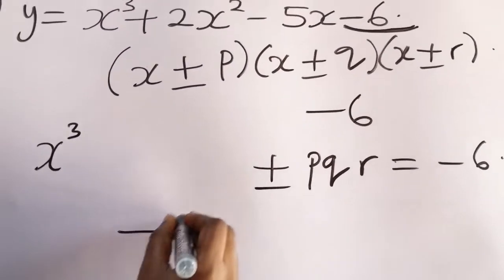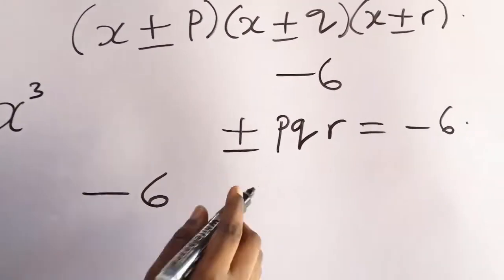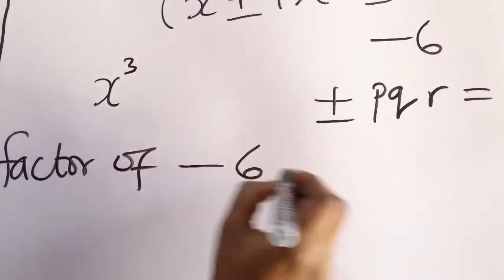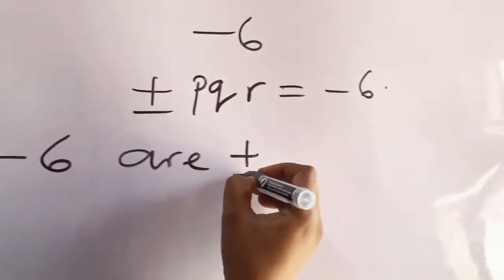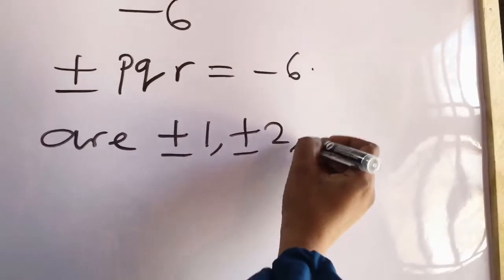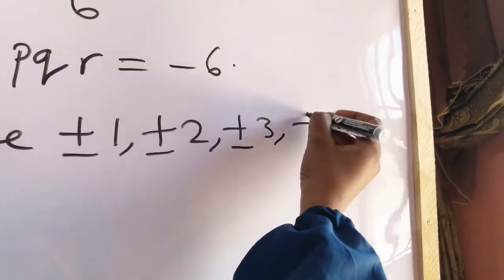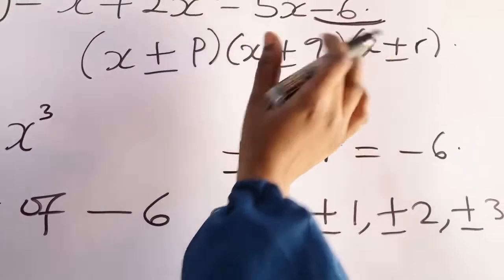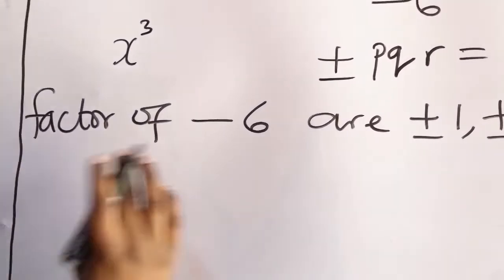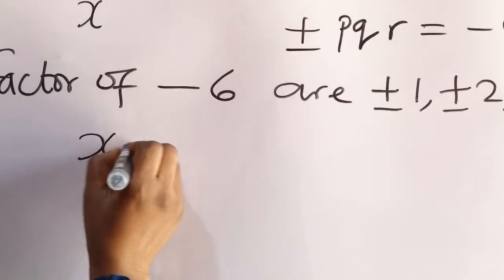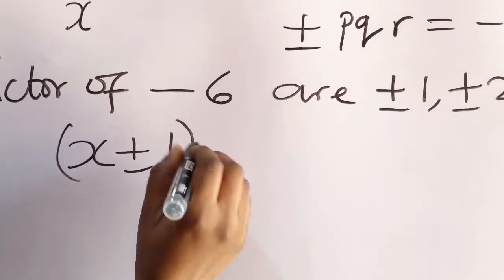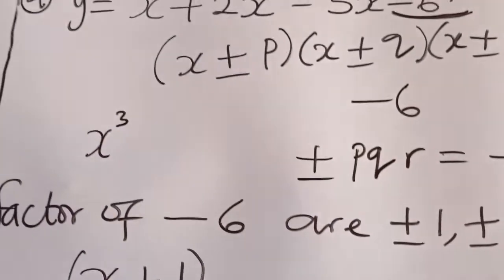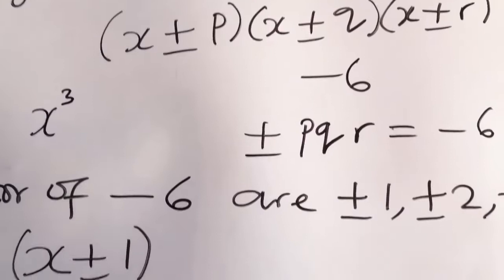Now we have to look for factors of minus 6, and the factors of minus 6 are plus or minus 1, plus or minus 2, plus or minus 3, and plus or minus 6. So we want it to be in the form of this one. Let's use the trial method. Let's go for x plus or minus 1 first. Let's check whether x plus 1 is a factor of this polynomial, x cubed plus 2x squared minus 5x minus 6.